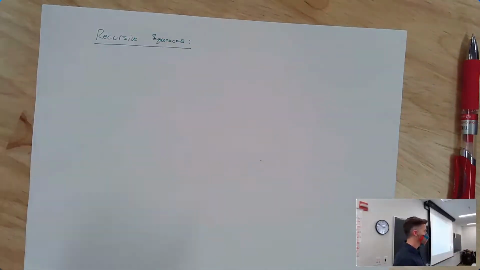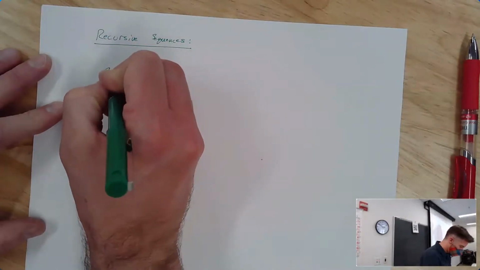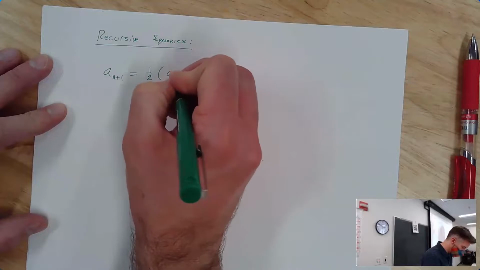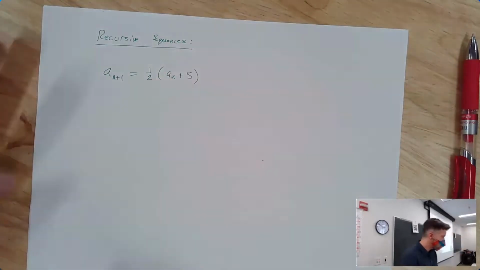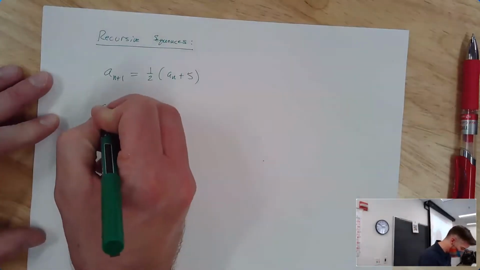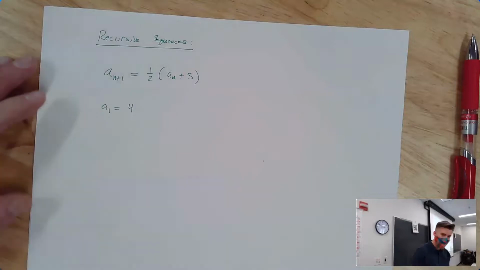So a sequence that's defined in terms of itself. Something like a sub n + 1 equals 1/2 times a sub n + 5. And typically, when you're given a sequence recursively like this, you have to be given a starting point. So we're going to start with our first value, a sub 1 is 4.